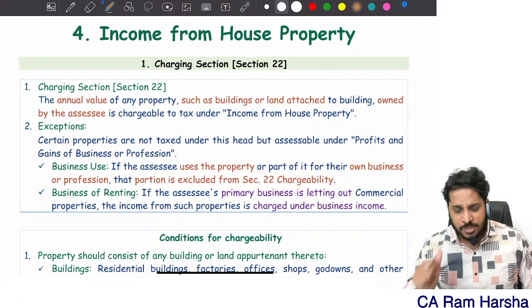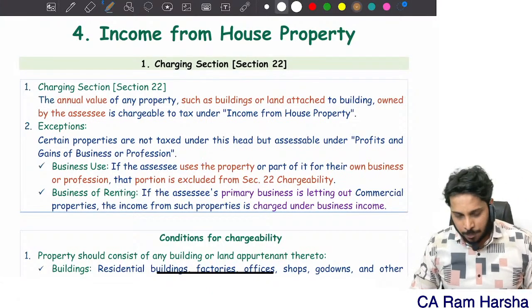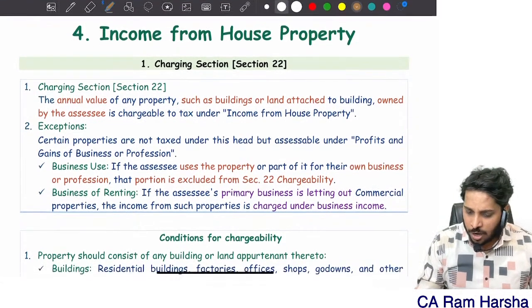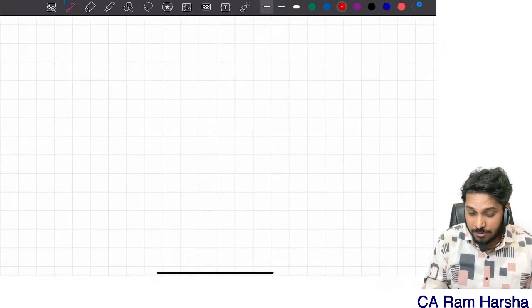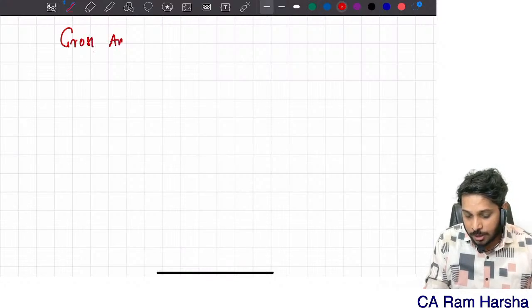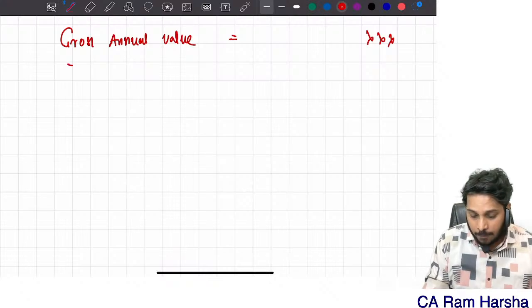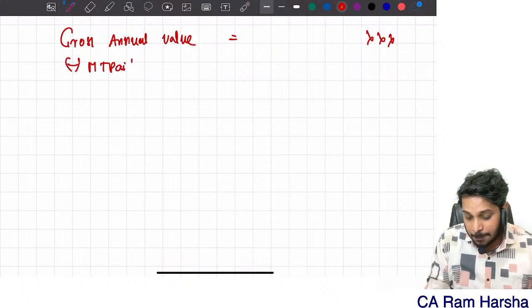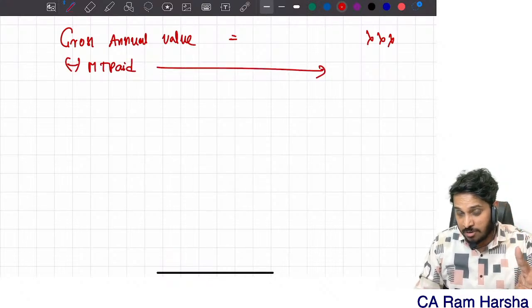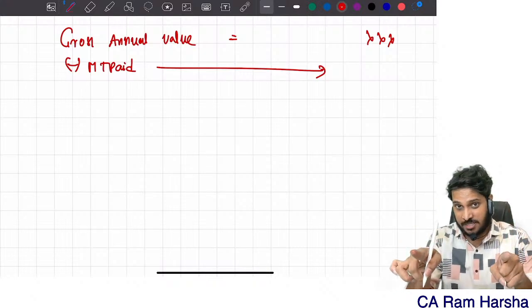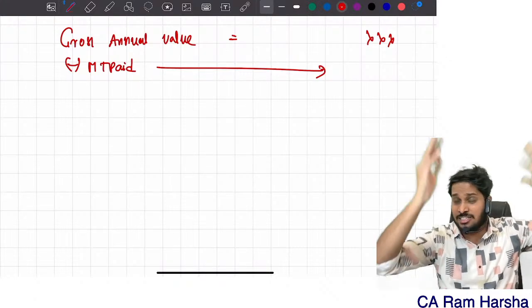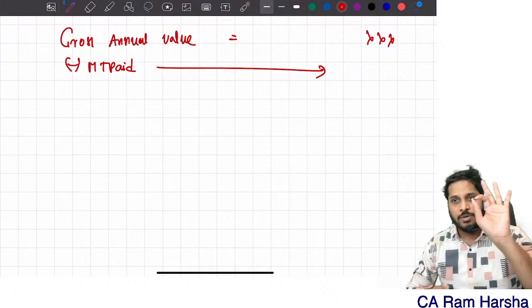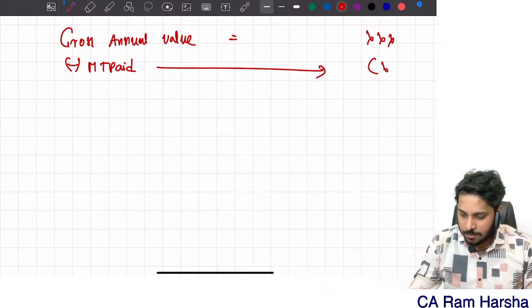Yes, we will proceed. Let's begin income from house property. You know, for house property, what is the most important thing? The format. Never deviate from the format. First, you should compute gross annual value. Minus municipal taxes paid by the owner only, which will be allowed as a deduction on a cash basis. Municipal taxes paid may belong to the current year or last year or a future year, it doesn't matter.